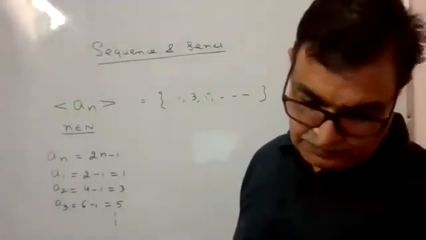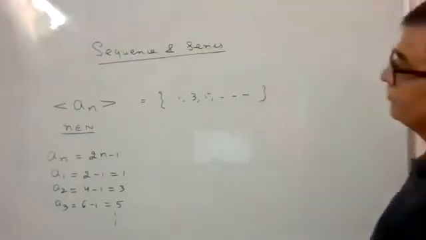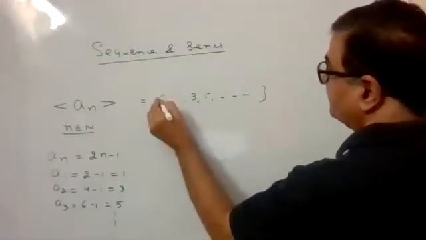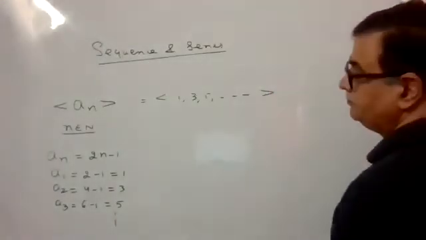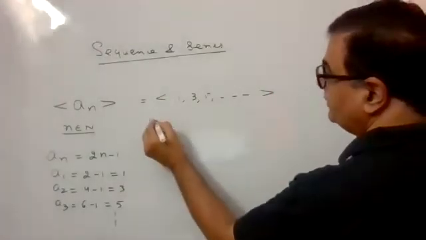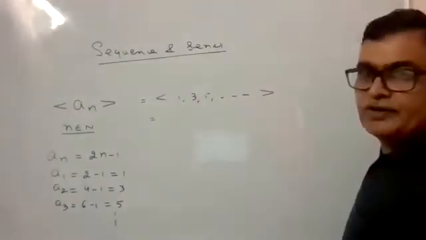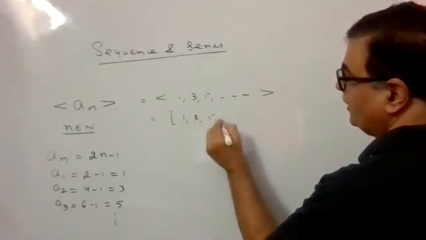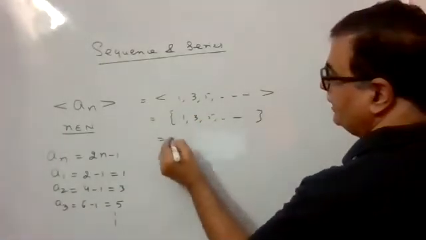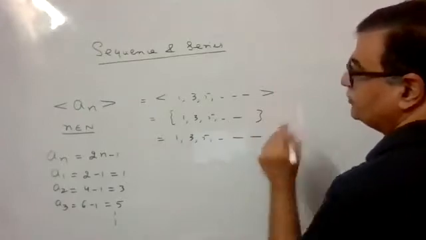Is it in curly brackets? Write it this way, no problem. You can write this in curly brackets also, that is not a problem. You can write it this way also, 1, 3, 5 so on, or it can also be written like this, 1, 3, 5 so on, doesn't matter.